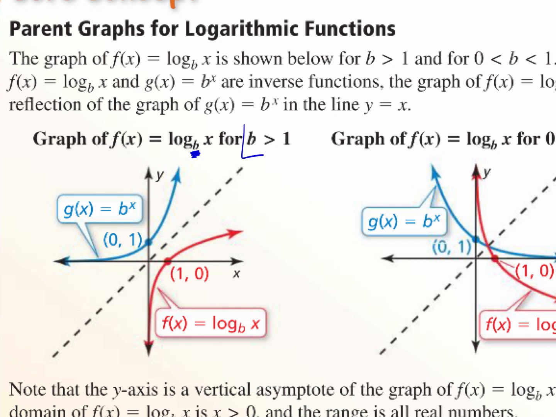If the base is greater than 1, our graph has this shape here. And it gets really, really close to the y-axis, but it doesn't touch. So it's not going to cross the y-axis. The y-axis, this one. It gets really, really close down here, but doesn't touch it. The red one is the graph here. This one.